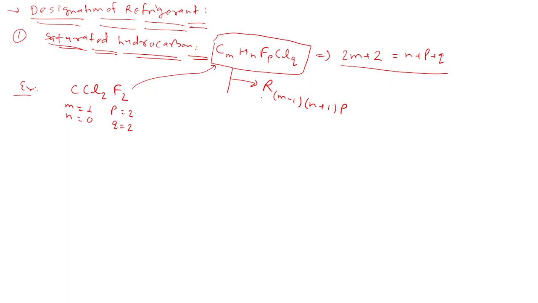Now for the naming, we would be using R, m minus 1. m is 1, so 1 minus 1 is 0. n is 0, and plus 1 would be 1. And here you have to put p directly. So R12. CCl2F2, you can remove the 0 now, so it would be R12. If R12 is given, it would be CCl2F2. Is it clear?